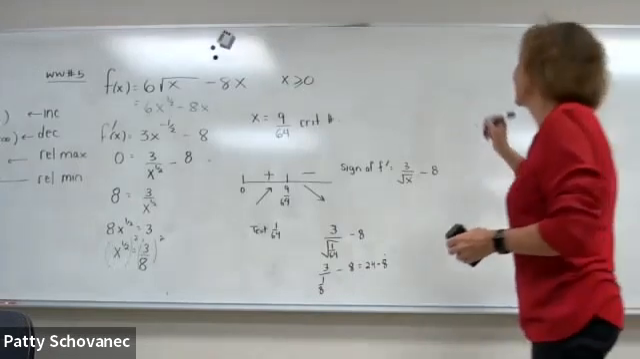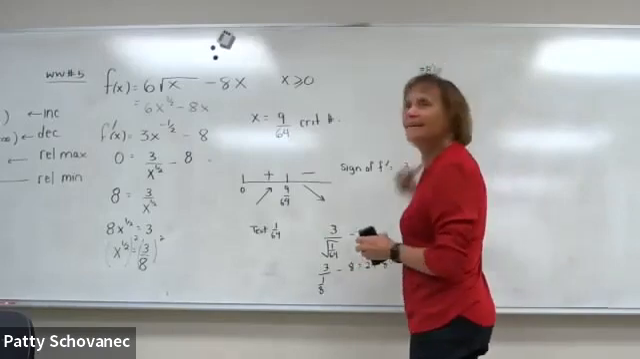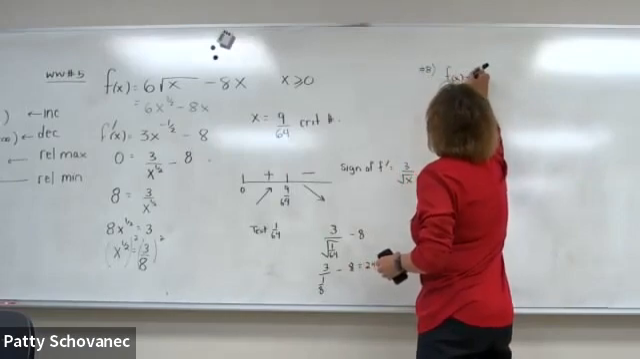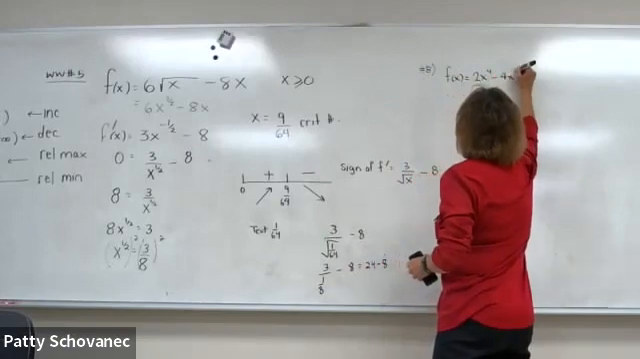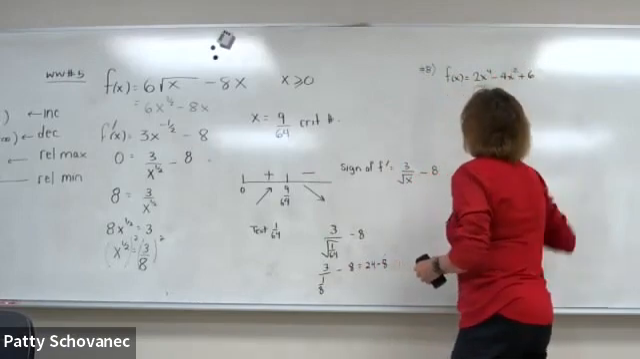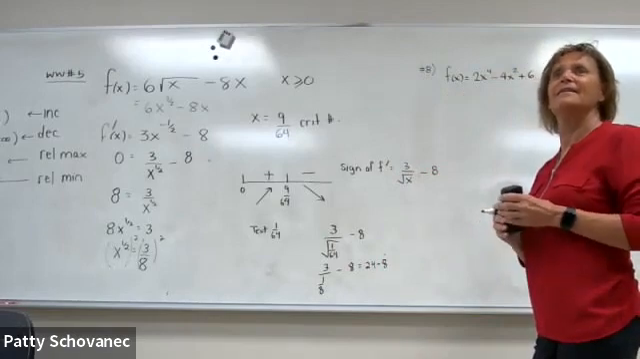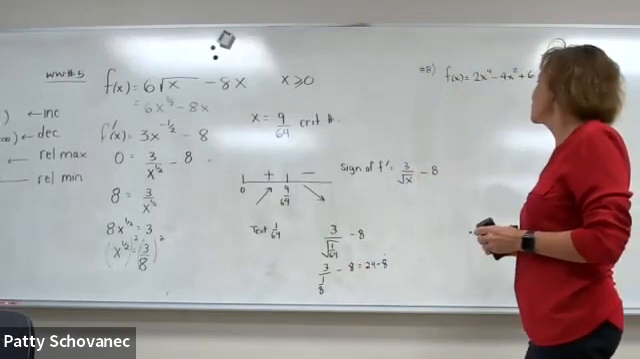Number 8. Okay. Let f of x equal 2x to the 4th minus 4x squared plus 6. Okay. It wants the interval where it's increasing, decreasing, the relative max, relative min, where it's concave up, concave down. We're going to do the whole shebang to this one.